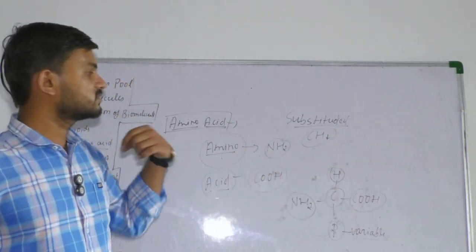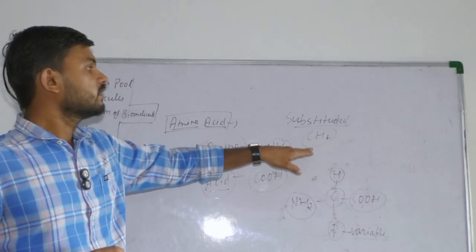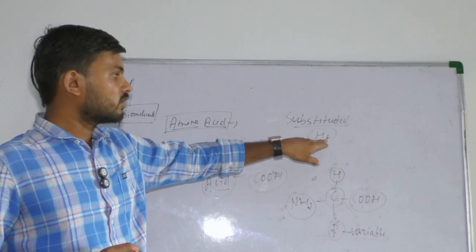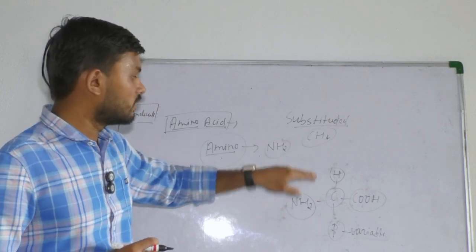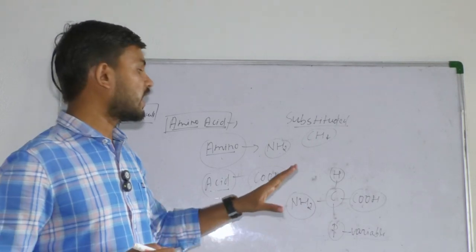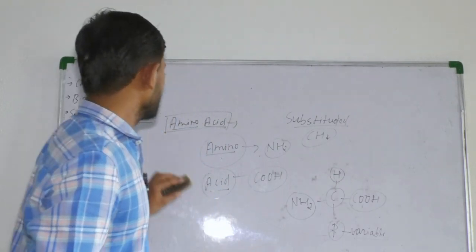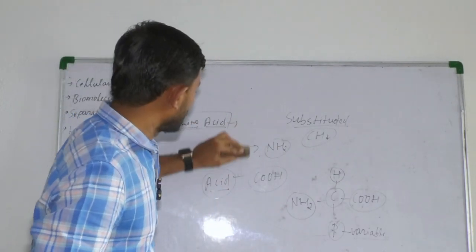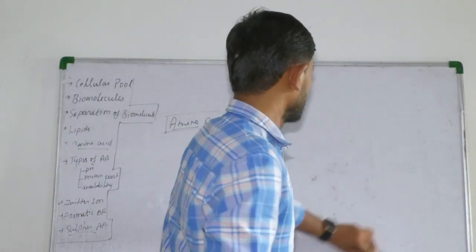Why is this called a substituted methane? Because as in methane, four hydrogen atoms are attached to one carbon, likewise in the amino acid, four different types of groups are attached to one chiral or asymmetric carbon. So this is the normal or common structure of the amino acid.